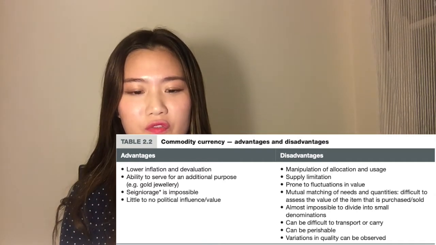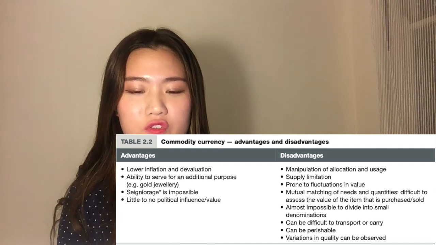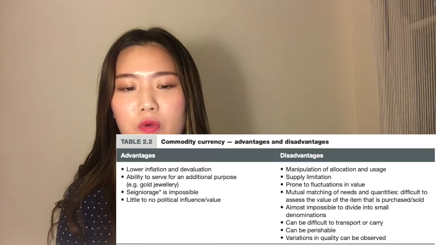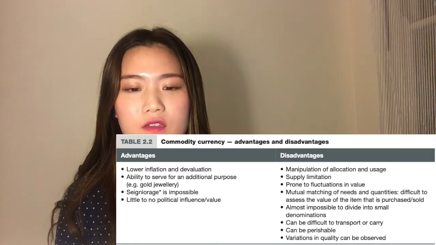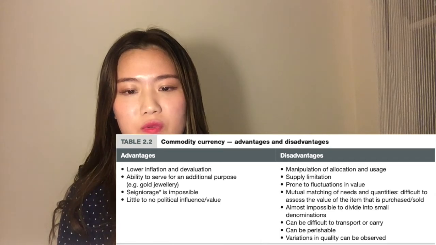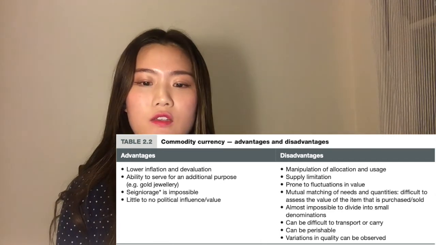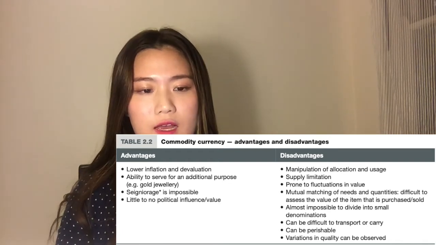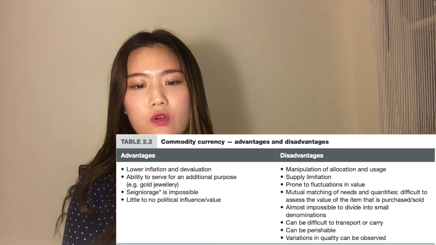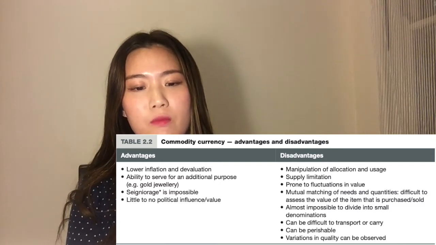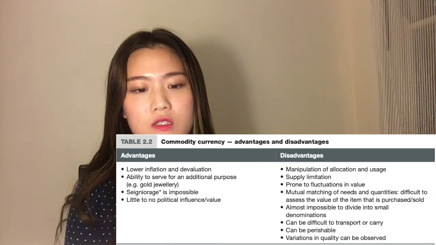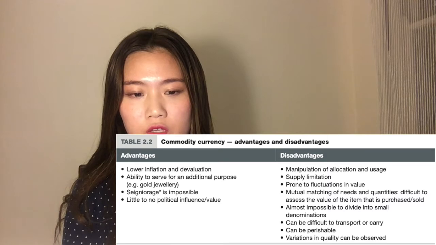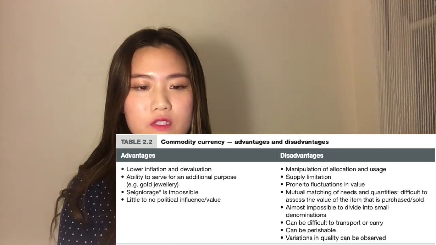Seigniorage, the profit made by a government when it issues currency, is impossible, and it has little to no political influence. Whereas the disadvantage, there's a manipulation of allocation and usage. There's supply limitation, it is prone to fluctuations in value. It has mutual matching of needs and quantities. It is almost impossible to divide into small denominations. It can be difficult to transport or carry, and it can be perishable. The variations in quality can be observed.